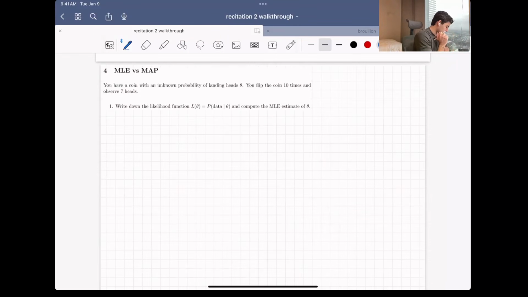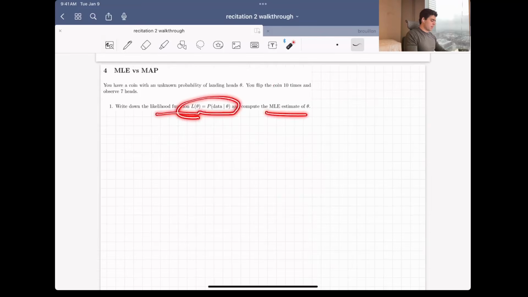Okay, so now exercise 4, we want to see the difference between the MLE and the MAP. So let's read the exercise. We have a coin, unknown probability theta. We flip it 10 times and we have 7 heads. So we have to write down the likelihood and compute the maximum likelihood of theta.